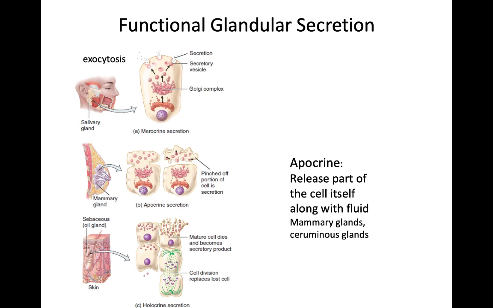Apocrine glands release part of the cell itself along with the fluid. Examples of apocrine glands would be mammary glands or ceruminous glands. This secretion tends to be thicker because it's not just fluid produced by the cell, but it's the actual cell components themselves that are being released.